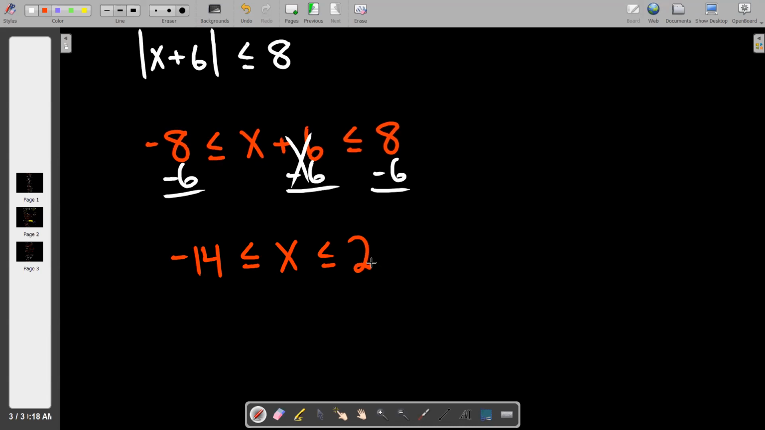Yep. And again, you don't even have to say "which is." Not that I don't want to split hairs, but it just rolls off the tongue. Negative 14 is less than or equal to x is less than or equal to 2. You just never pause. You just keep reading it left to right.